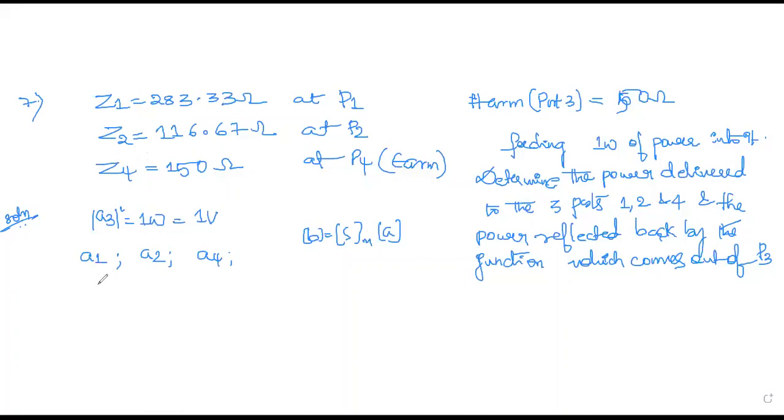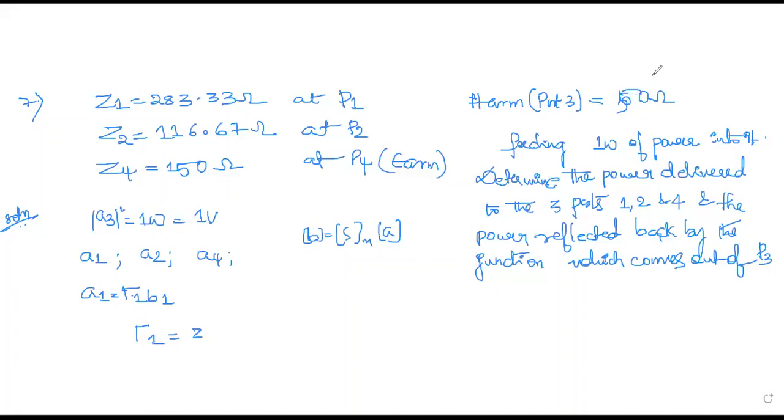Tell me, what was the equation we wrote for A1? Gamma 1 into B1. How do you find gamma 1 now? Because you don't know what is gamma 1. B1 anyways we don't want. We will be substituting it in the A equation. How do you find gamma 1? ZL minus Z0 by ZL plus Z0. Exactly. You have to find it using this equation, ZL minus Z0 by ZL plus Z0.